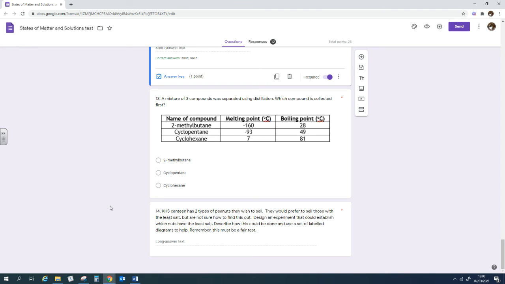In one beaker you would put, say, 5 peanuts of one variety, and in the other beaker you put 5 of the other variety. You fill each half full of water, and then after an hour or so you would remove the peanuts. If you boil that water, the beaker that then has the lowest mass of salt left in it after you boil away the liquid is the one that had the least salty peanuts in it.